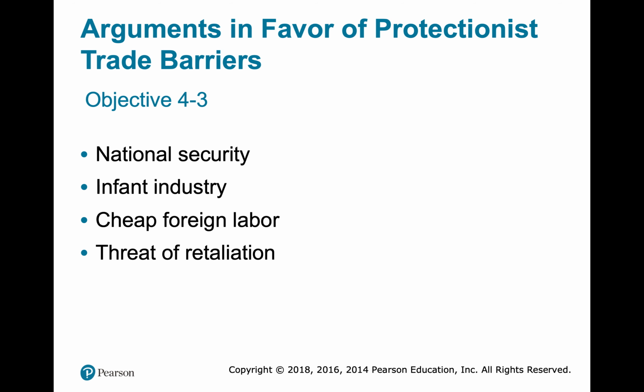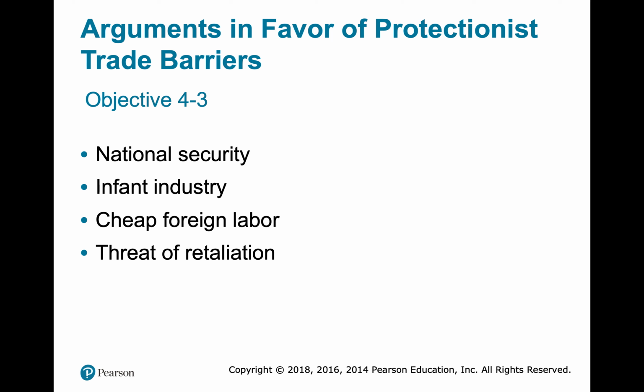Okay, so what we've seen and what you'll see in your chapter is that there are four main arguments that exist for trade barriers. The first is national security. The national security argument states that certain industries that are critical to national security should be protected from foreign competition. All right.